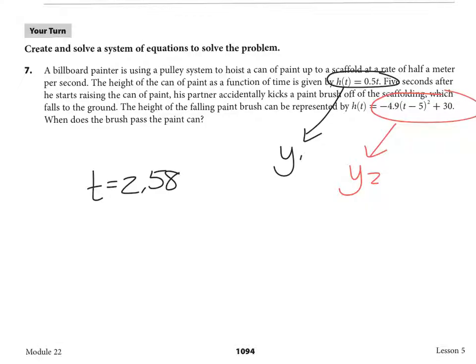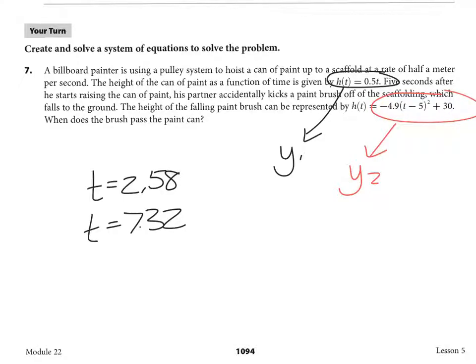Okay, and then I've got this other answer. So I'm going to go ahead, second trace, number 5, enter twice, but then use my right arrow key to get my cursor over near that other intersection point. And then press enter. And here I get T is 7.32. Okay, now let's talk about this.